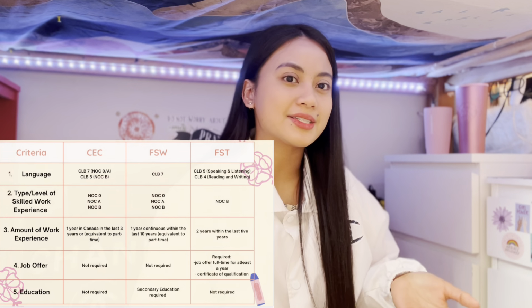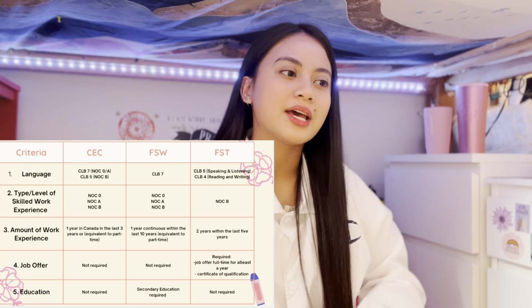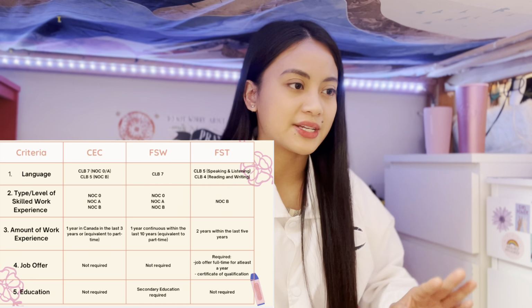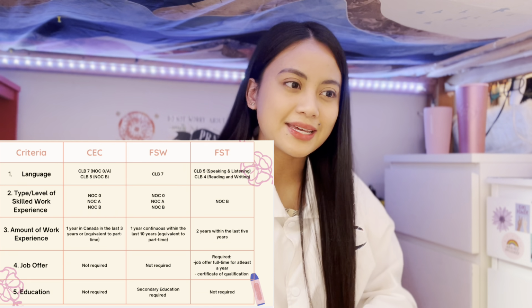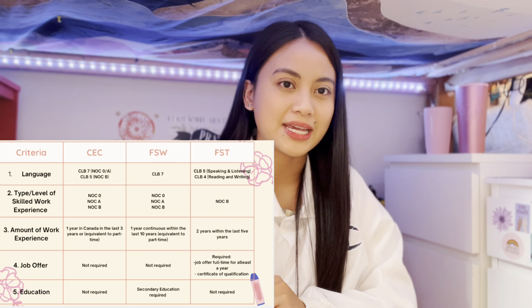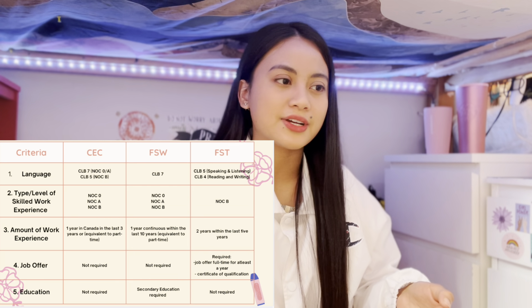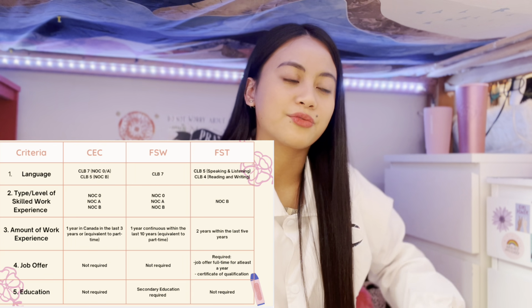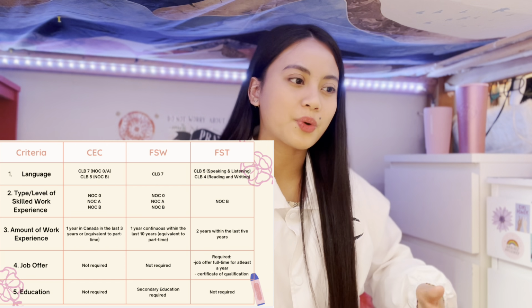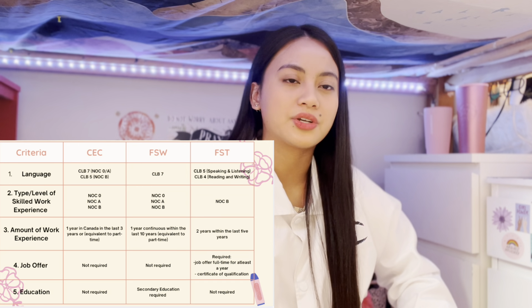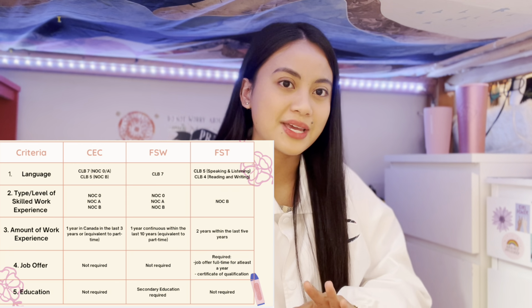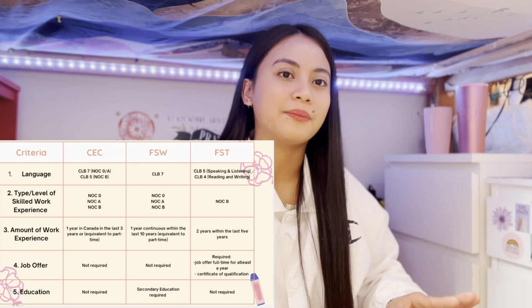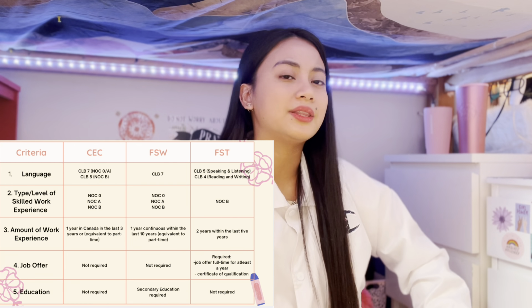Now that we know the two terms, the NOC and the CLB, we are going to check your eligibility. As you can see, there is a chart here that I provided and created. The first column consists of the criteria, and the next ones are the CEC, then FSW and FST. The criteria are language, type or level of skilled work experience, amount of work experience, job offer, and education. With this, we are going to compare the three programs under Express Entry. So let's start with the language.